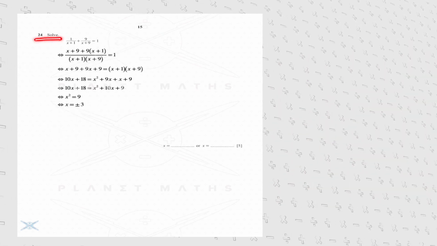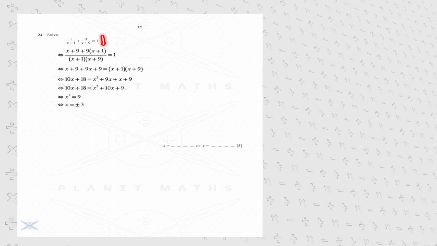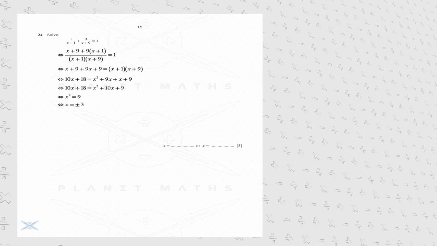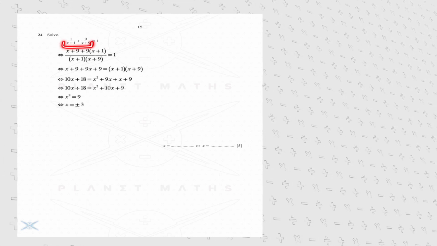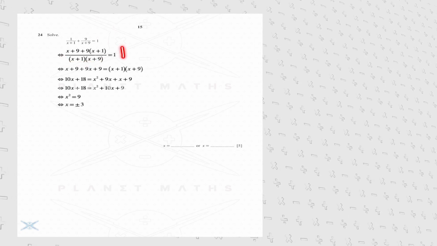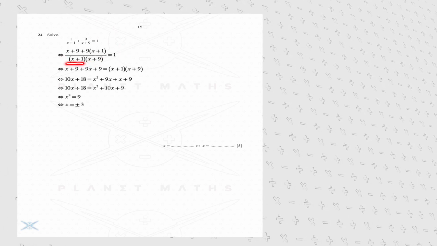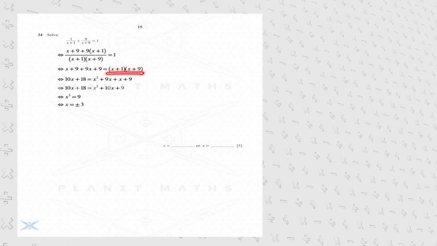Lastly, we are supposed to solve the equation 1 over x plus 1 plus 9 over x plus 9 equals 1. In step number 1, we will be performing a cross multiplication, which ensures that we can write those 2 separate fractions as 1. In the next step, we multiply both sides of the equation with the denominator, and on the right-hand side of the equation then expand both of those brackets.